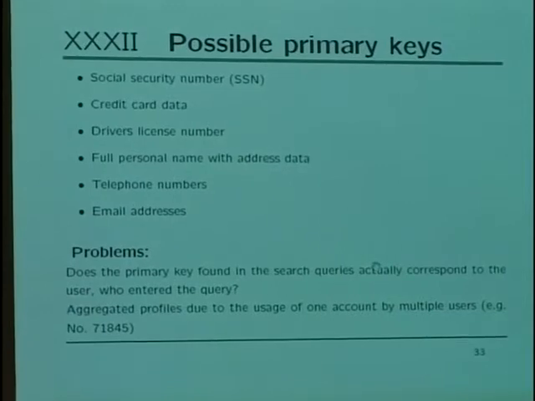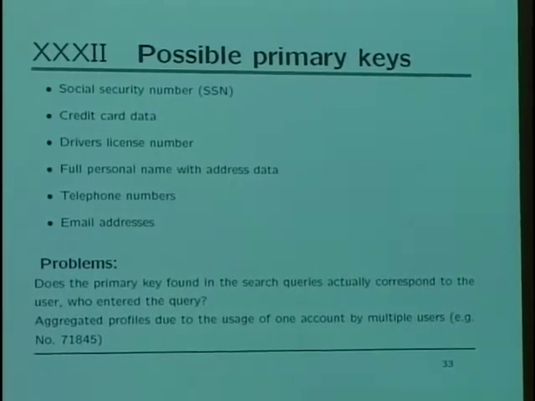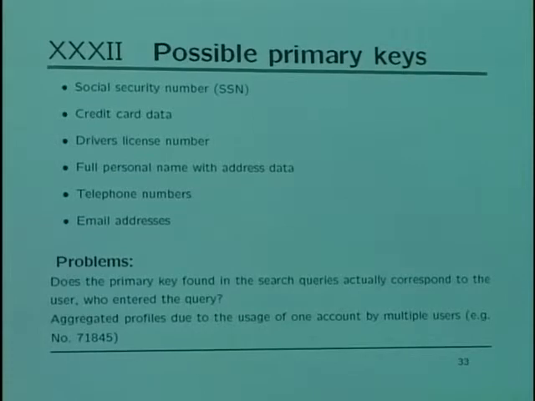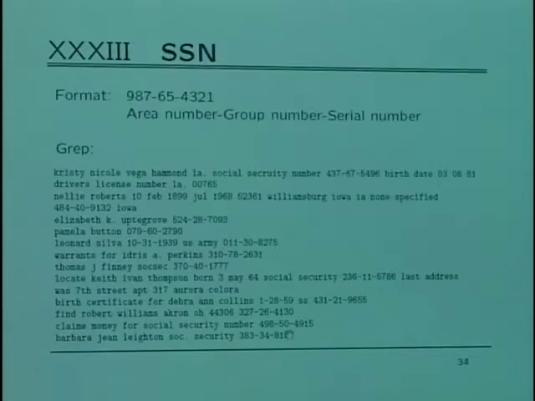Some possible primary keys are the social security numbers, credit card data, driver's license numbers, maybe full names with address data. You could look for telephone numbers, you could look for email addresses. The problem is that the key found actually correlates to the user who entered the query. This is not for sure. Another problem is if one account is used by multiple users, this results in some aggregated profiles where you find multiple keys in one query set. So this is also a problem. I did that for some possible primary keys. Here the social security number, which has a certain format.